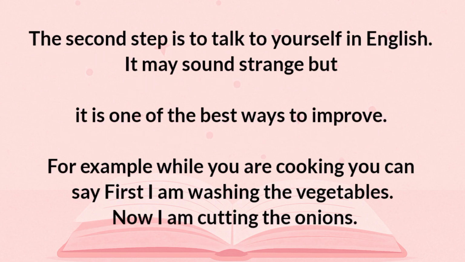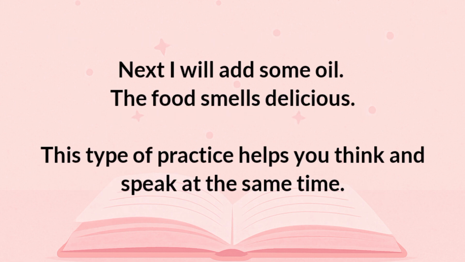The second step is to talk to yourself in English. It may sound strange, but it is one of the best ways to improve. For example, while you are cooking, you can say first, "I am washing the vegetables. Now I am cutting the onions. Next, I will add some oil. The food smells delicious." This type of practice helps you think and speak at the same time.